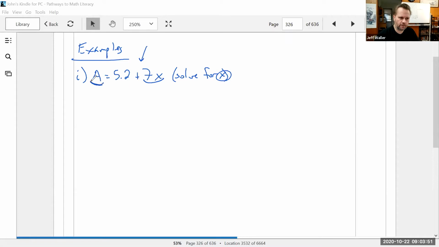Here's a term right here. This is a term, A. This is a term, 5.2. And this is a term, 7x. Terms are always separated by pluses and minuses on each side. Are you guys with me? I want you to know what I mean when I say term. So which term has the x in it? This one does. So I need to get that piece by itself on that side.